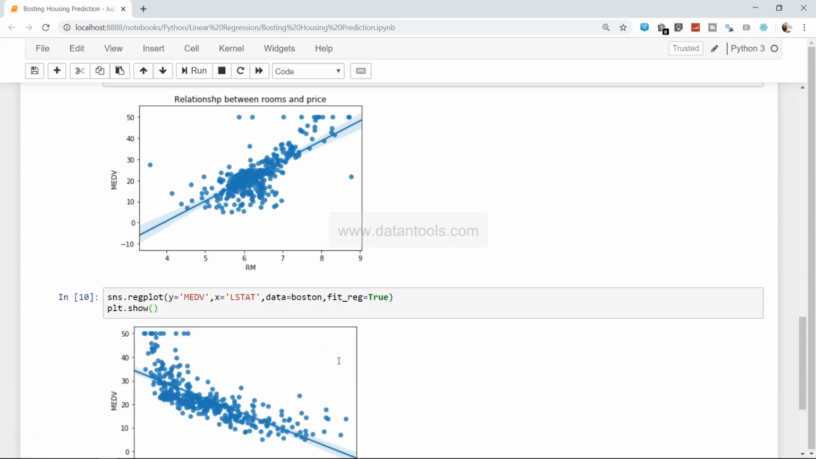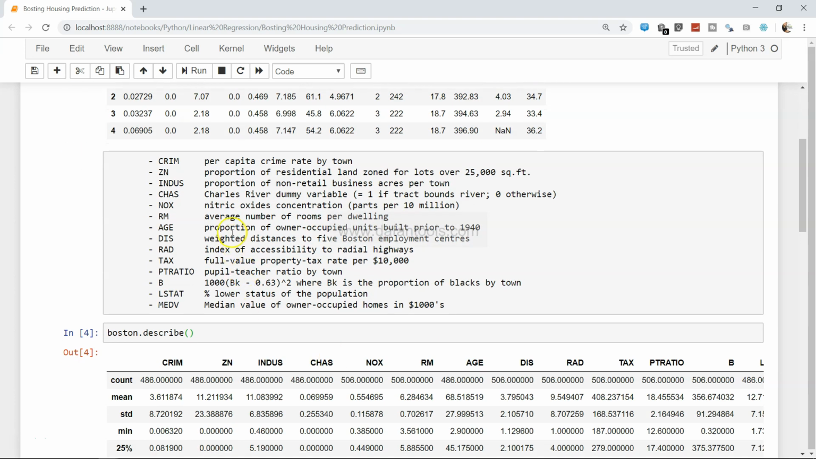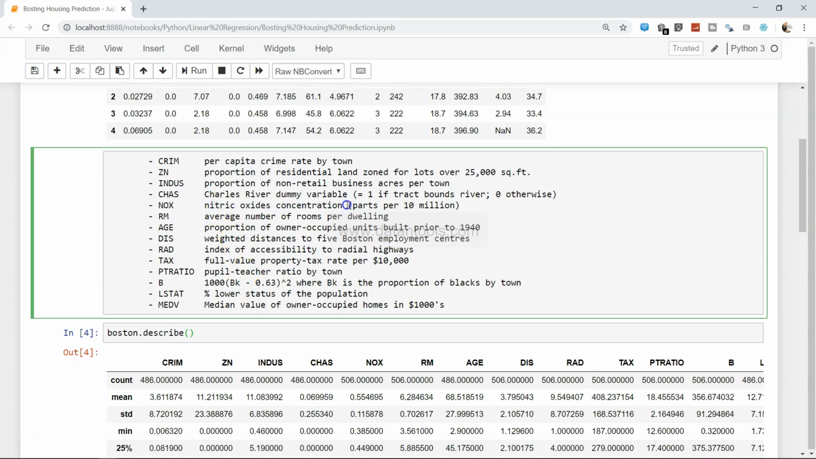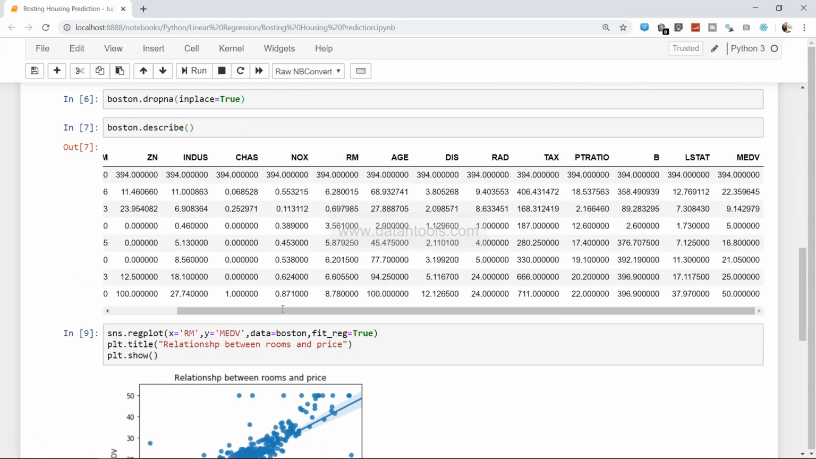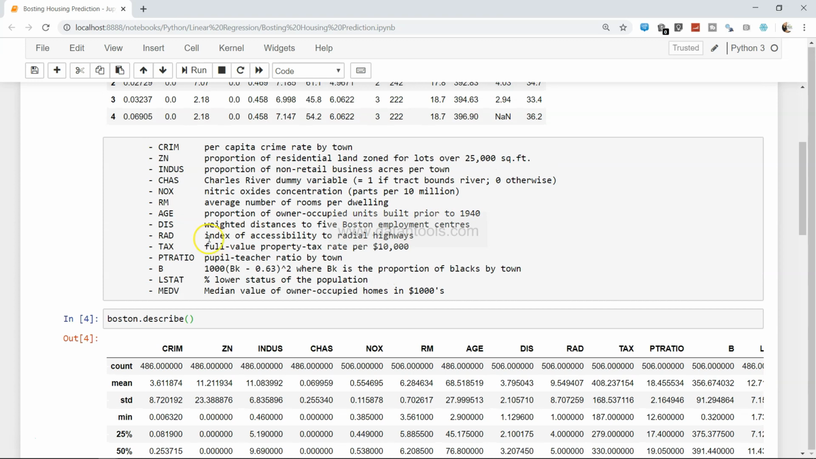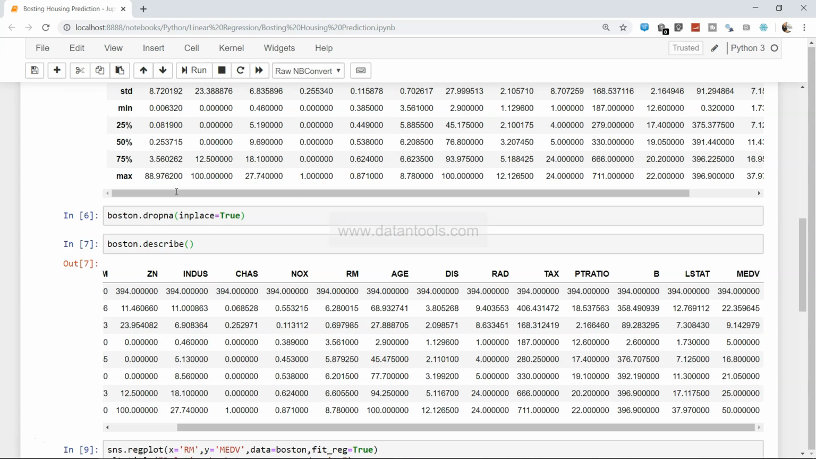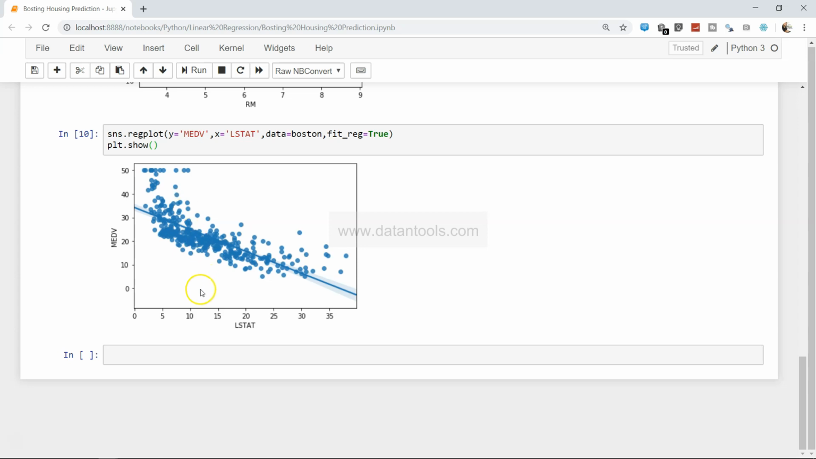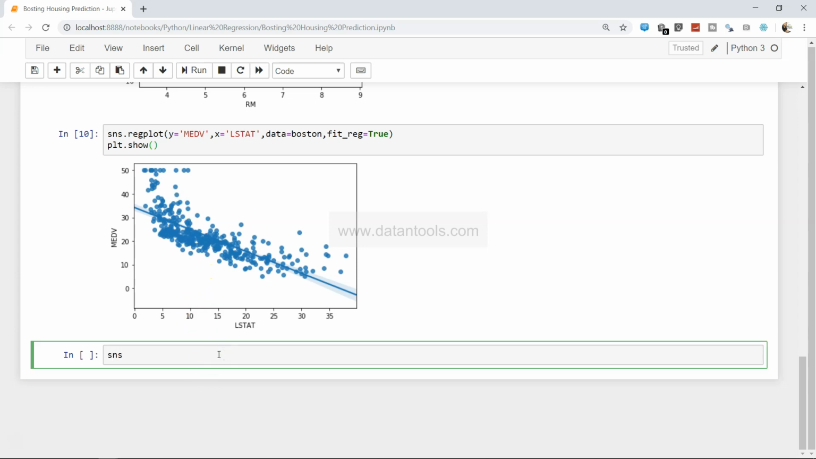Now let's see an interesting observation, which is nitric oxide concentration, parts per 10 million, which is basically related to pollution. And I expect that the higher the NOx column value, the lower the prices should be. All right. So sns.regplot, and we can have x as NOx, right, and y as MEDV.